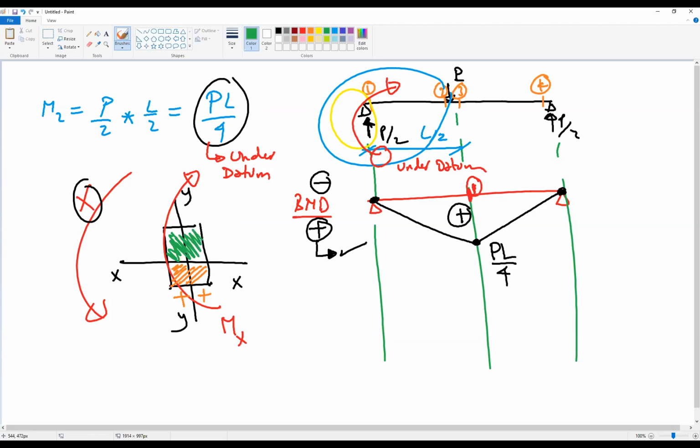Because this diagram, the yellow diagram, means the tension side. So the tension side will be the bottom side, not the top side. So this is our moment, and it should cause tension at the bottom side and compression at the top side. Okay, did you get it?